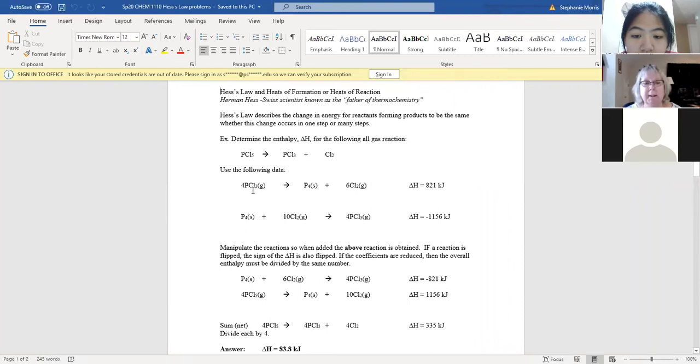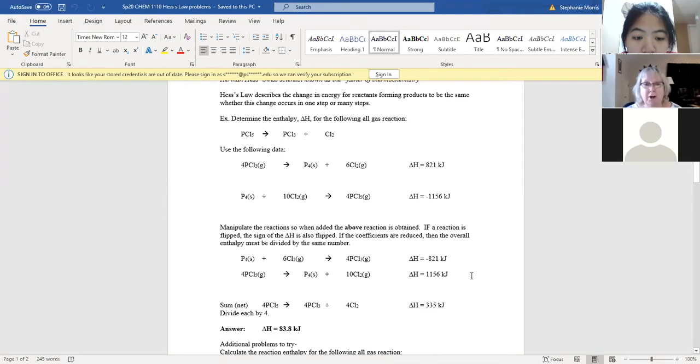I notice the PCl3 is on the left, but my goal says it needs to be on the right. So I have to flip this reaction, which I've done here. If I flip it, I have to change the sign, which I did. I look at my second reaction. I notice PCl5 is on the right, but it needs to be on the left. I have to flip that one, which I did right here. And I change the sign.